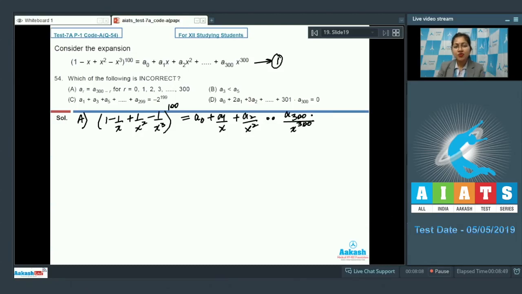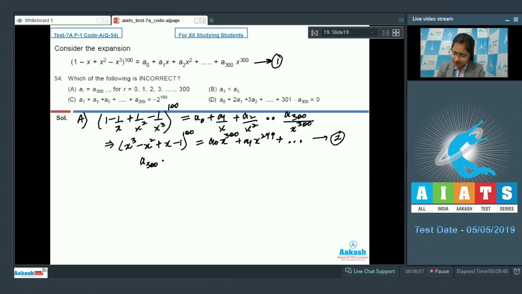So taking x raised to the power 300 common in the denominator and cancelling on both sides, we will be left with (x cube minus x square plus x minus 1) raised to the power 100 equal to a0 into x raised to the power 300 plus a1 into x raised to the power 299 and so on. So for equation 1 and 2, the left hand side of both are equal, right? So the right hand side will also be equal, which means that a300 is equal to a0 and a1 is equal to a299 and so on, which means that aR is equal to a(300 minus R), that is option number A is correct.